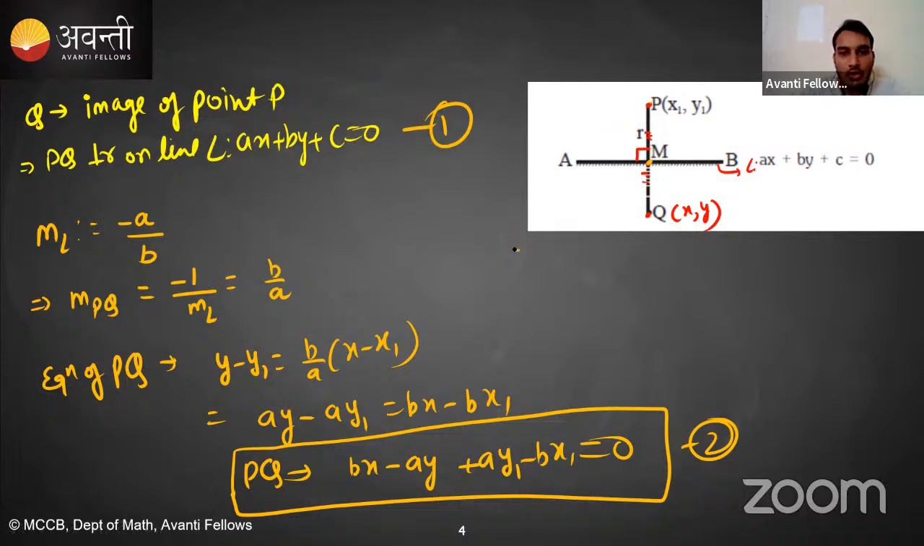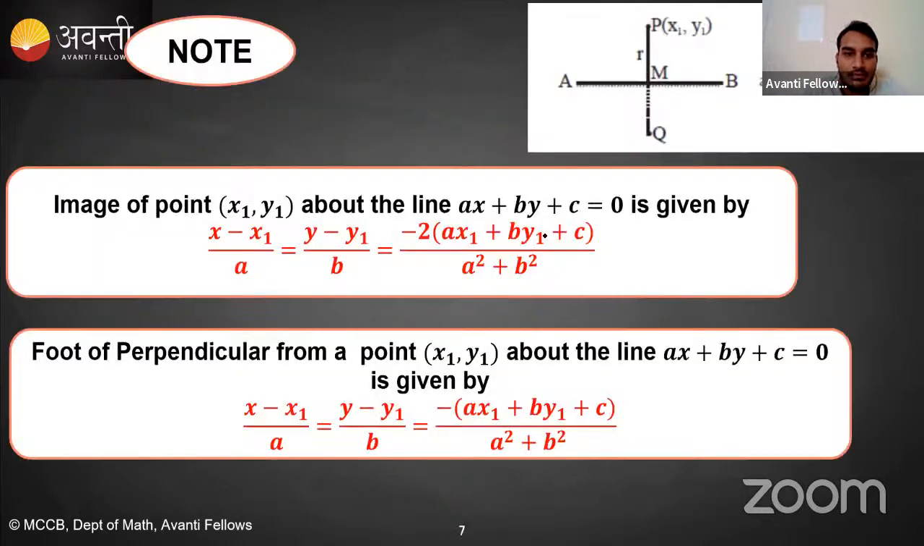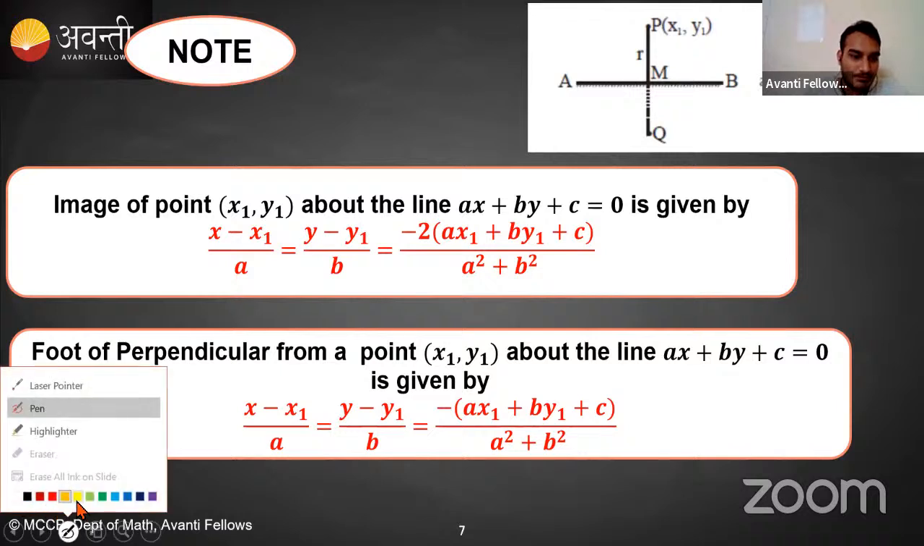Okay. So students, when we solve these things, we get a formula directly, and that formula we will be using. It's better to remember the formula, but you should always remember the procedure that we did to get the image of point P. So what is the formula? The formula is this.